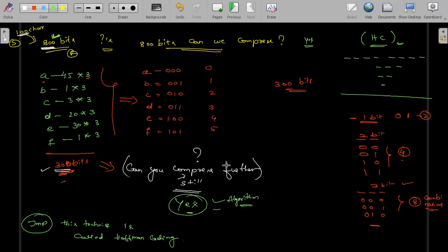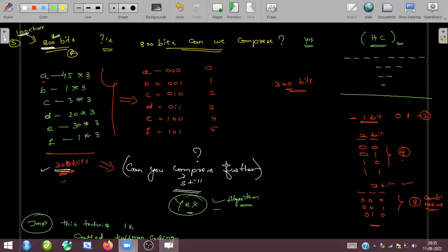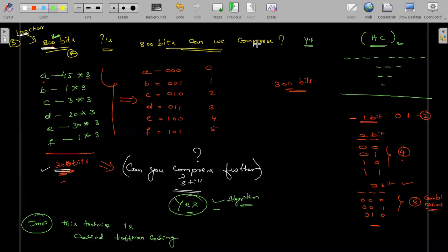Now, understood everyone? Got it? This much I compressed to 300 bits. Before it was 800, and I compressed it to 300 bits. Still I'm asking, am I able to compress? Yes. That is why we call that kind of technique Huffman coding.